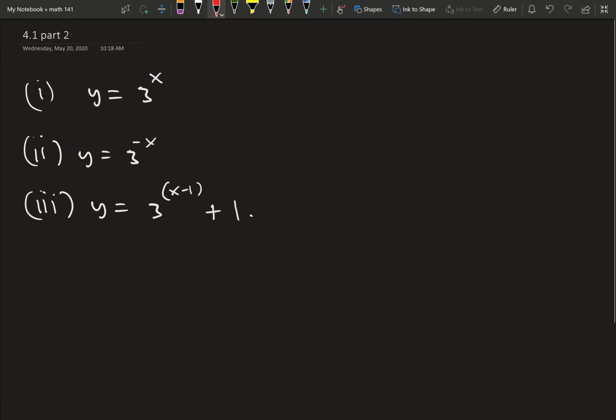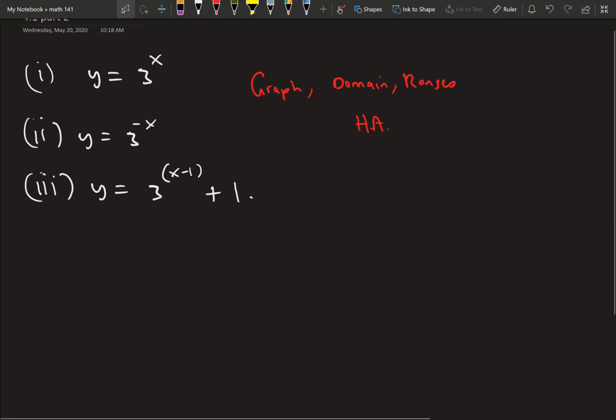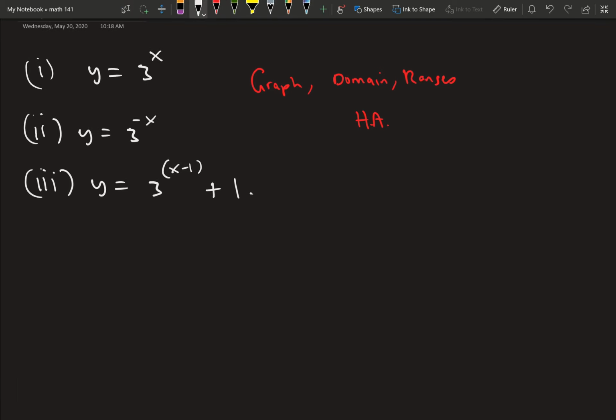Okay, we're going to continue 4.1, and here we have three equations which we want to graph. We want to find their domain and ranges, and we want to find any horizontal asymptotes. So let's start with 3 to the x, and we'll try to do all of these, or at least a couple of these, on the same graph.